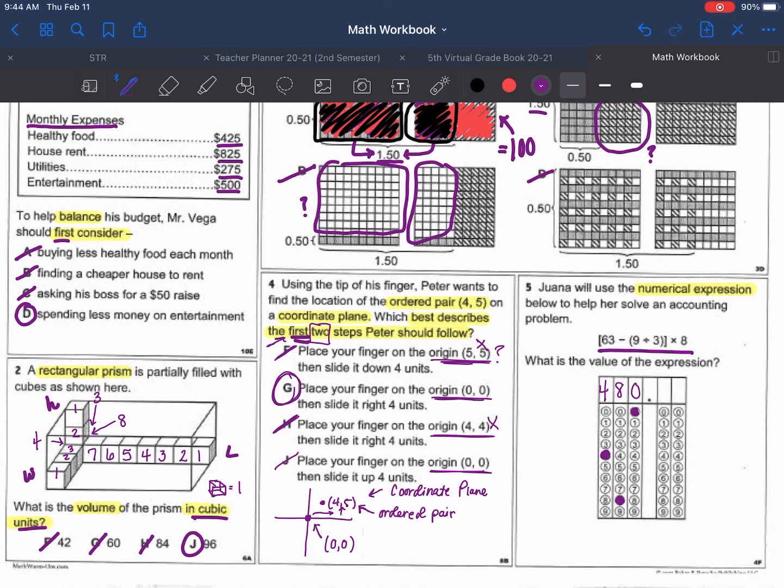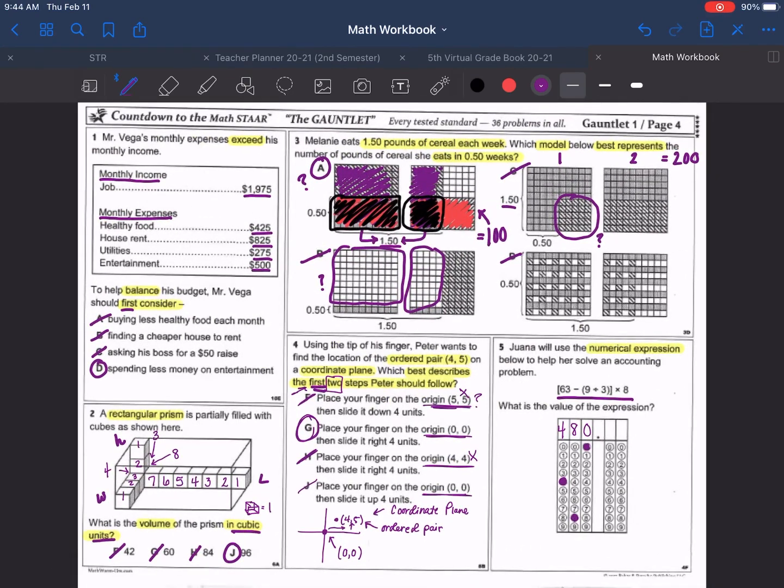All right, my sweet friends. So this is your introduction to the Gauntlet. It's very similar to the daily rigor that you've been doing. You're going to get random questions each time. Just do your best. And if you don't remember something, take that time to ask me, please, so I can help you. The whole point of doing this is to make sure that you are as prepared as possible for the Math Star.